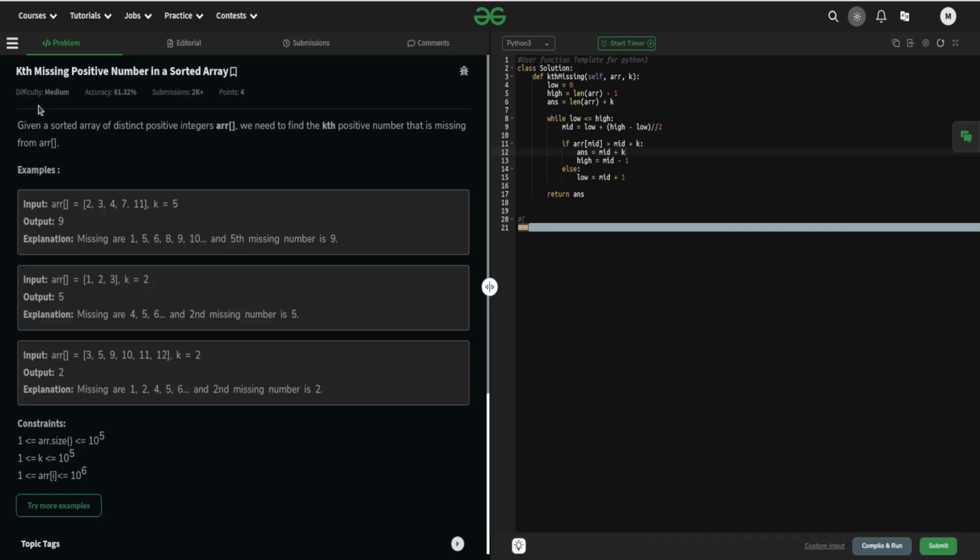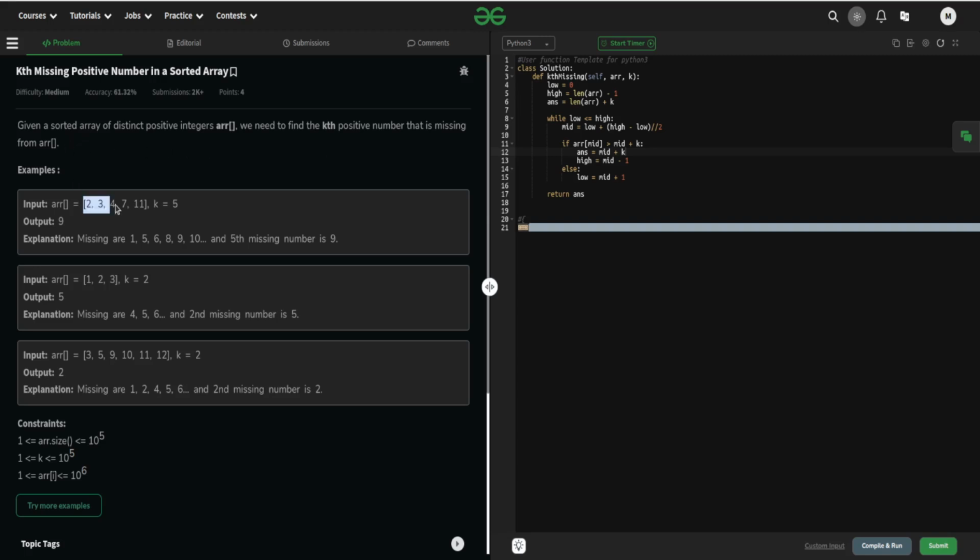Hello guys, in this video we are going to discuss the solution of the problem kth missing positive number in a sorted array. So let us look at the problem statement. The problem statement says given a sorted array of distinct positive integers ARR, we need to find the kth positive number that is missing from ARR.